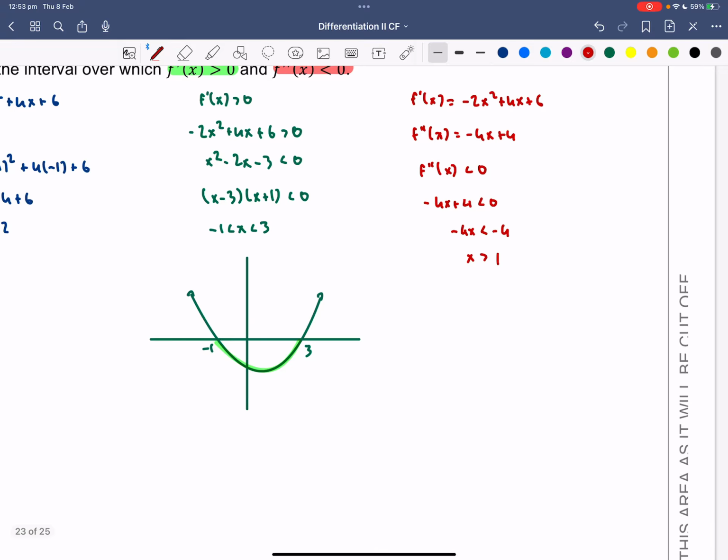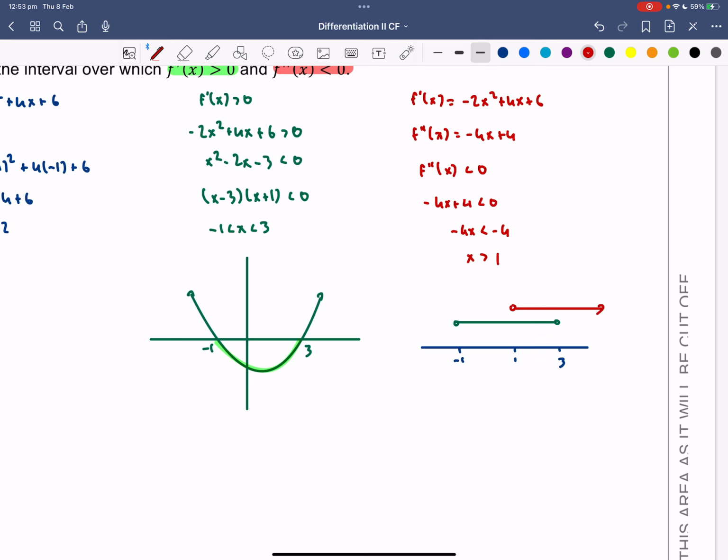I'll draw it on a number line for those that can't visualize it. So I've got a -1 somewhere, a 1 somewhere, and a 3. Requirement number 1 is that it's between -1 and 3, with hollow dot, hollow dot. All right, not inclusive. Requirement number 2 is that x is more than 1.